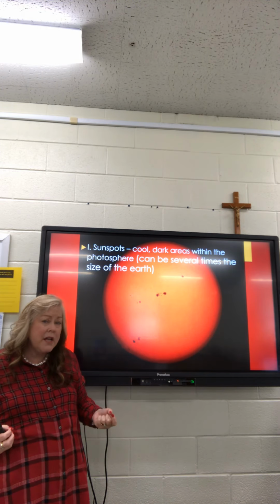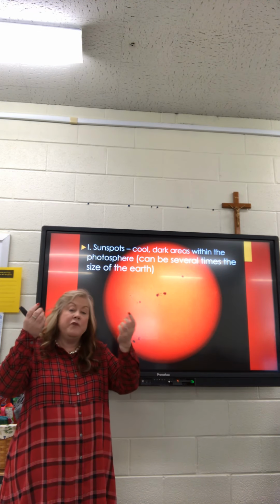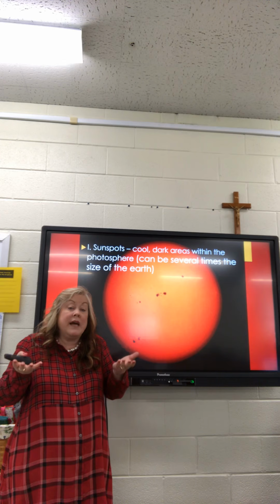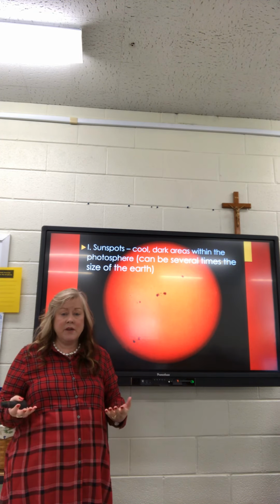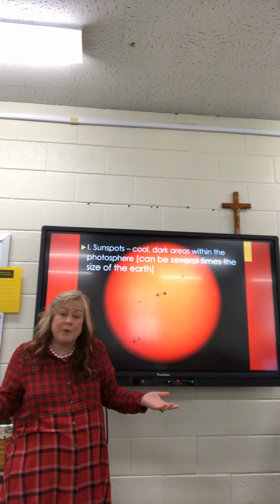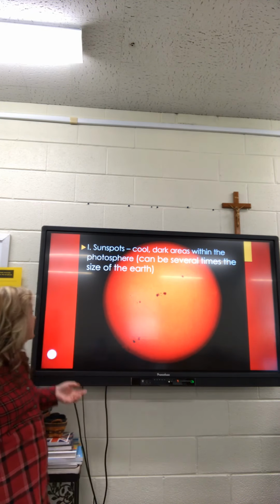What am I saying exactly? Well, convection currents are when heated less dense materials rise. If you could somehow slow the rising of the heat, slow it down so less heat rises, you're going to get a cooler spot. And that's exactly what a sunspot is.